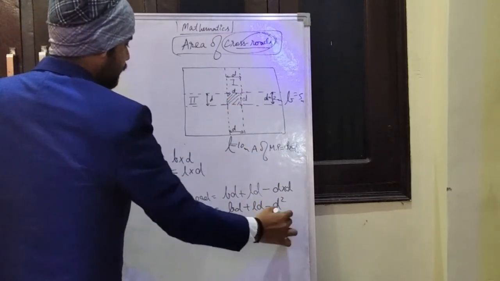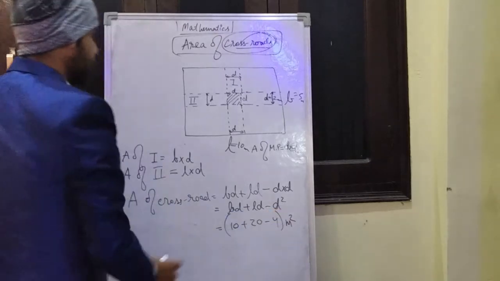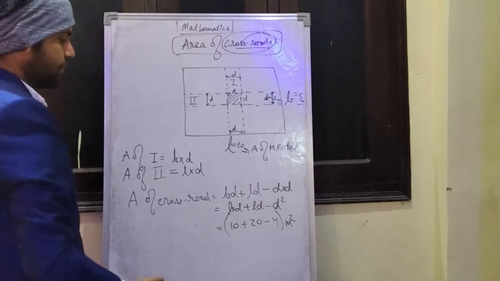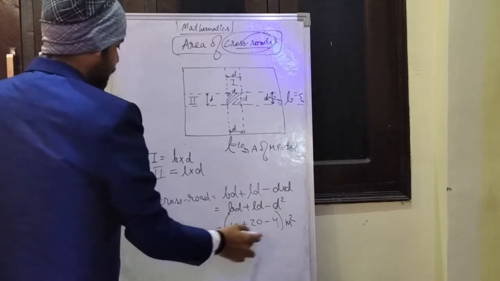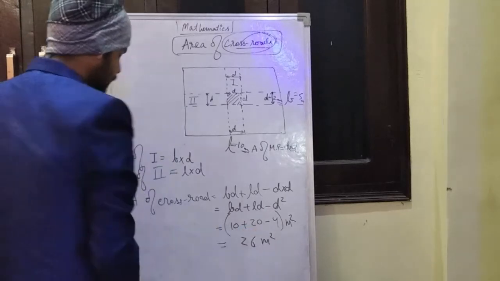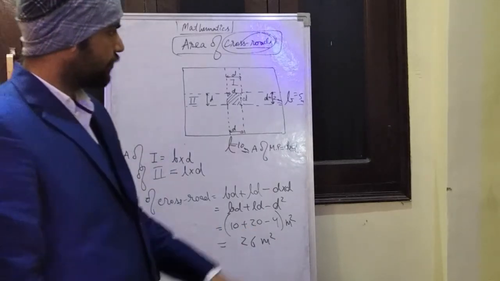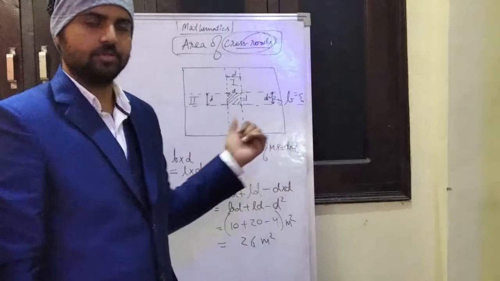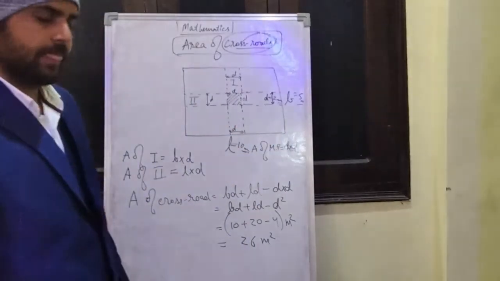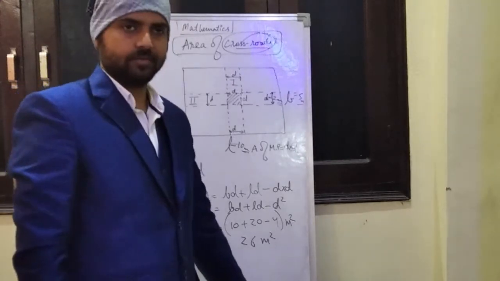Now since it is area, the unit will be meter square, because the lengths are in meter. So area will be in meter square. 10 plus 20, 30, 30 minus 4, that will be 26 meter square. I hope it is clear how we have found the area of the crossroad. This topic was left, so that's why I have covered it in this video. Any other query you have, you can ask me.